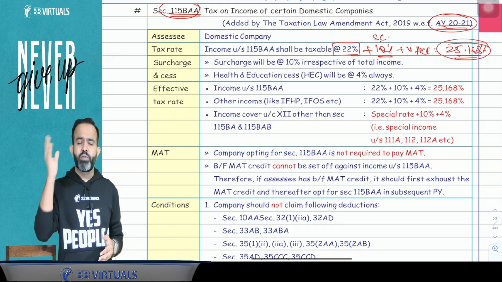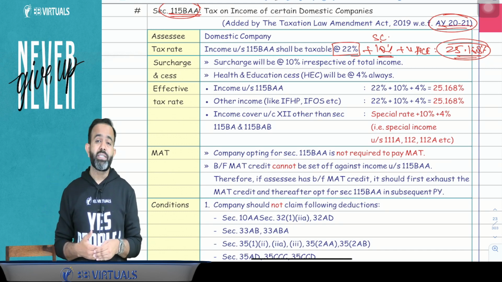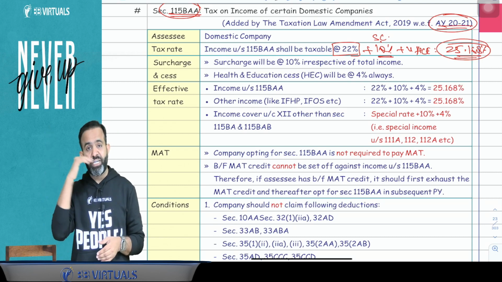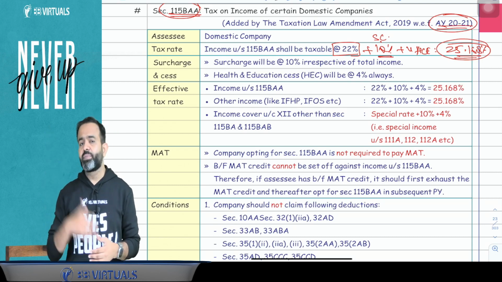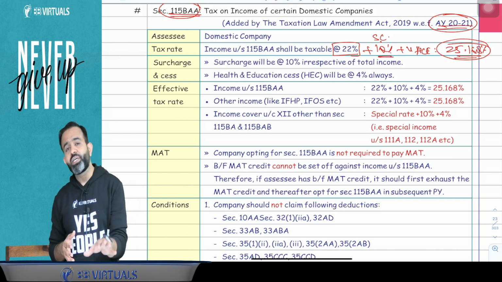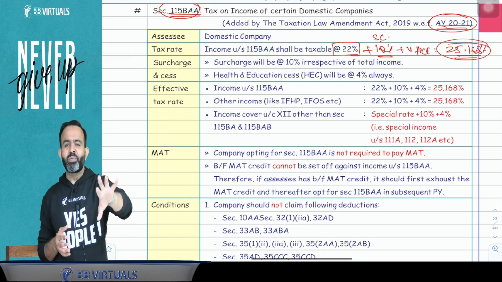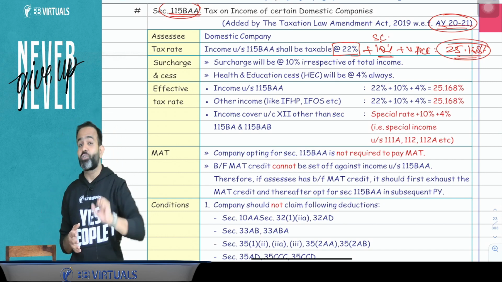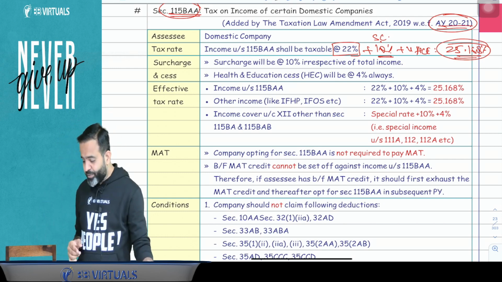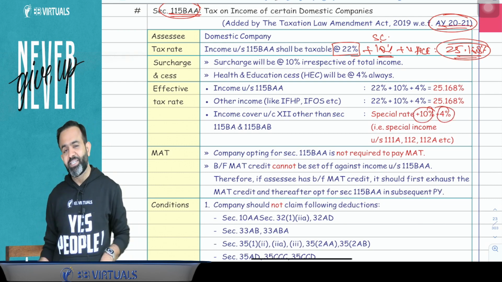Like LTCG 112 is normally taxable at the rate of 10%, LTCG 112 is taxable at 20%, STCG 111 is taxable at the rate of 15%, and winning income is taxable at the rate of 30%. What about those special rates of income? Guys, special rates of income will be taxable as per special rates only, but always remember that in that special rate you have to add the 10% surcharge and 4% health and education cess.